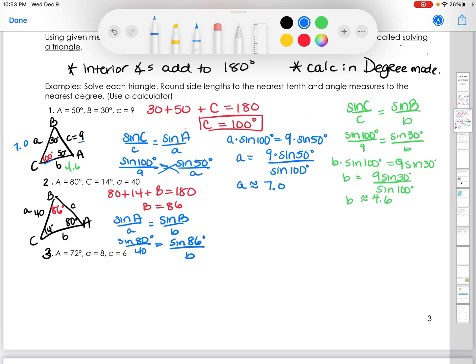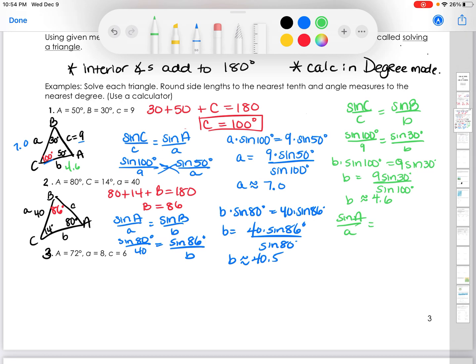And we'll cross multiply. So we get B times sine of 80 is going to equal 40 times sine of 86. And then divide, so B equals 40 times sine 86 divided by sine of 80. So we'll get B is about 40.5. And most of these you're going to just have to round. All right, for the last part, again, I would rely on the given or mostly given information, so you don't have to worry about using the rounded numbers.